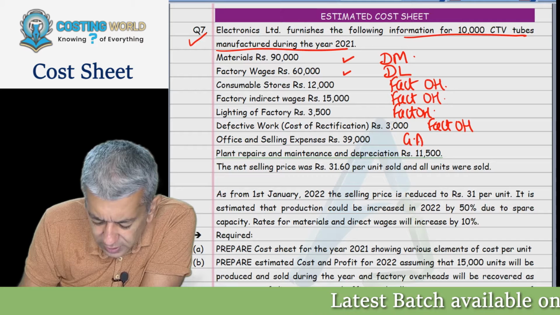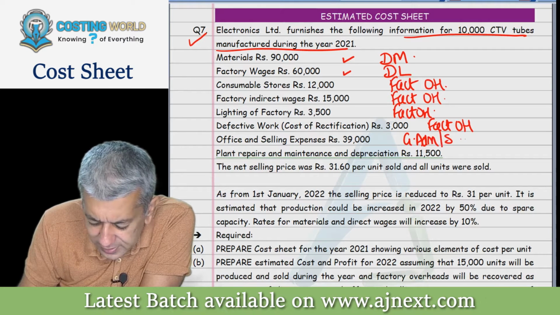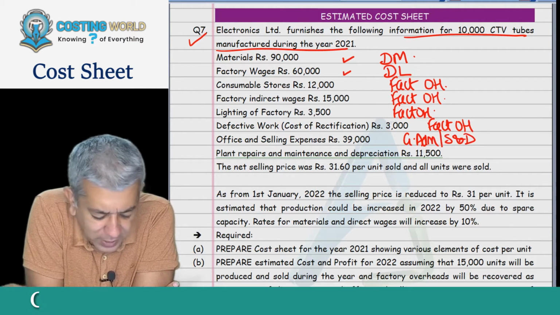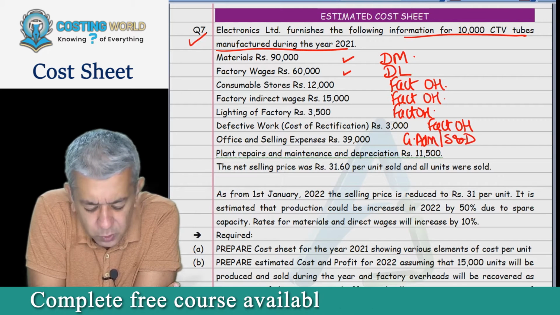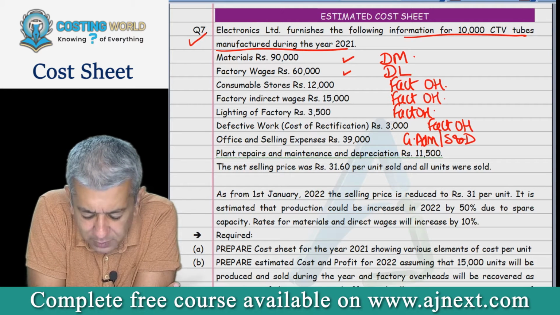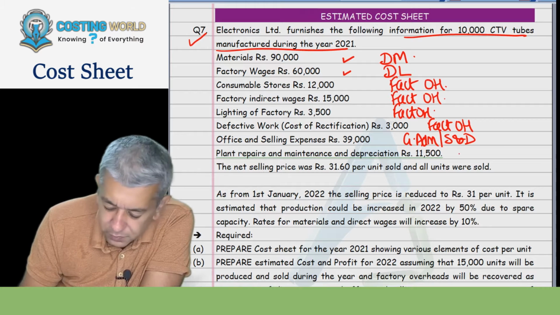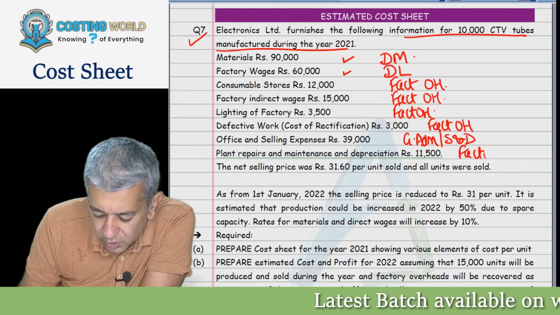This is your general administration and S&D. I guess this is the entire head itself here. Further, plant repairs. Plant is any machinery that is used in the factory, please. So plant repairs and maintenance and depreciation, 11,500. So where will it come? Your factory overheads. Okay, further.